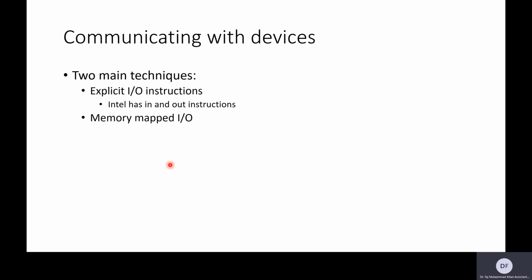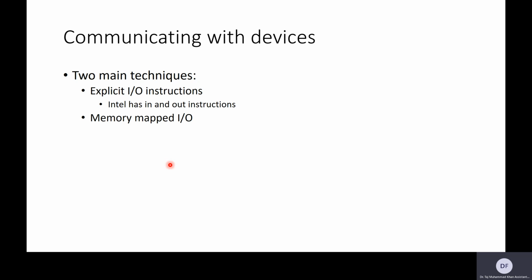So how does the CPU communicate with the device? How does the CPU write these data and command registers of this device, and how does it read the status register of the device? Historically, there have been two methods.